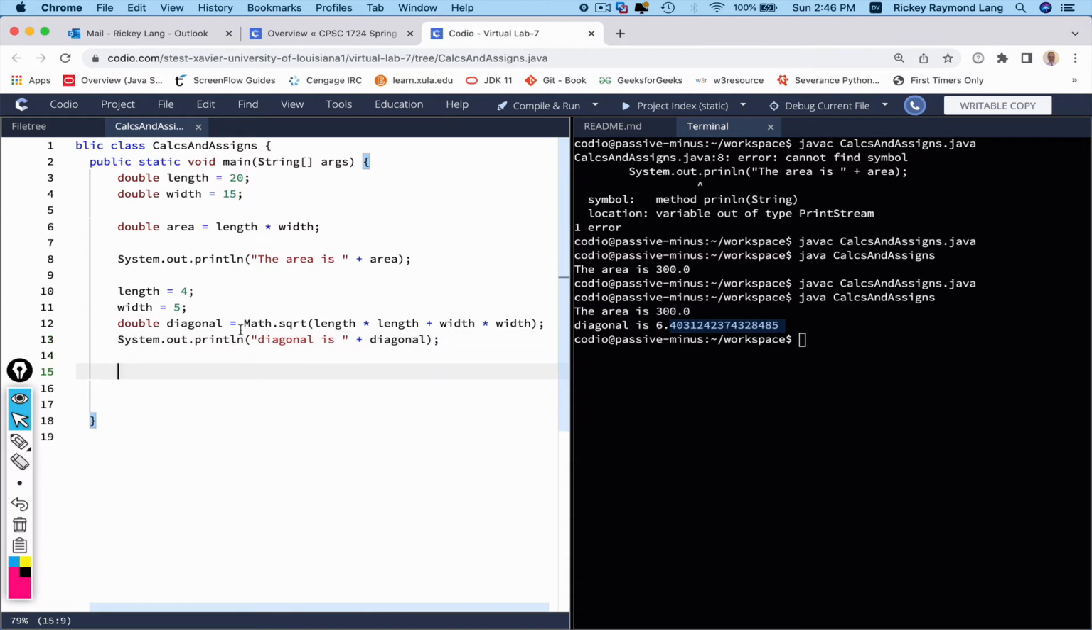All right, suppose now, just to give some more examples, we want to calculate my height in inches. So I'll need two variables. I'll use integers for these because I'm going to use feet and inches.